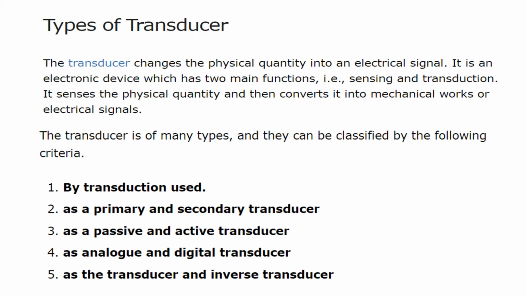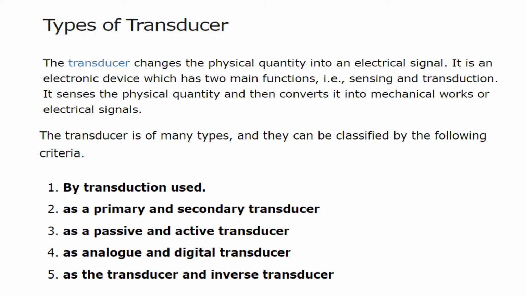Next, types of transducer. The transducer changes the physical quantity into an electrical signal. Means any input signal, non-electrical signal, that is converted into an electrical signal. Here it is an electronic device which has two main functions, means sensing and transduction. It senses the physical quantity and then converts it into mechanical work or electrical signals.